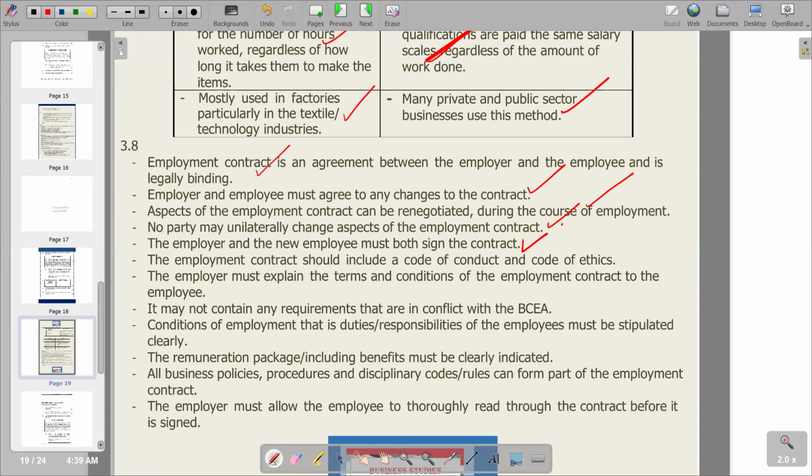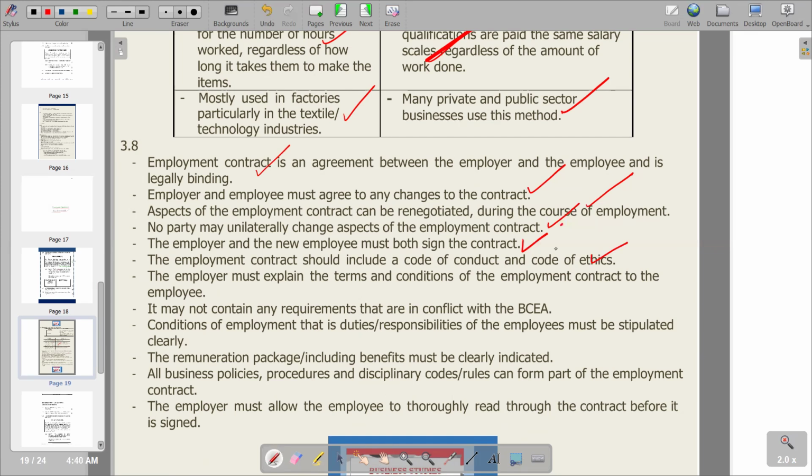Here I can try to explain this one. We say no party may unilaterally change aspects of the employment contract. So when the contract has been signed, there's no way that terms of the contract can be changed. It's very difficult to do that. That's what the point is trying to say. Then the next one is saying the employer and the new employee must both sign the contract. So for the contract to be valid, both parties must sign, the employer and the employee. So go to the next one.